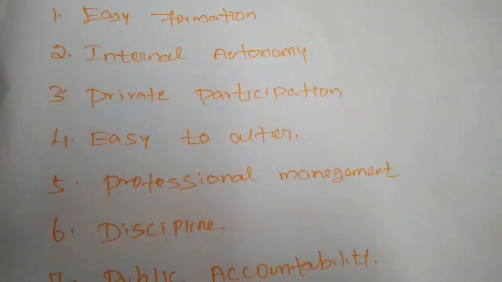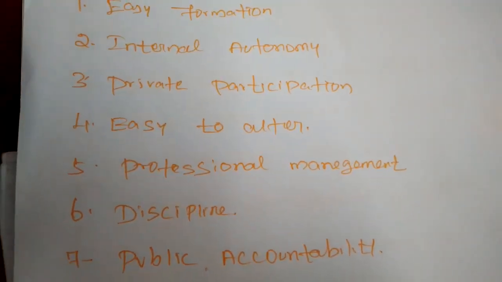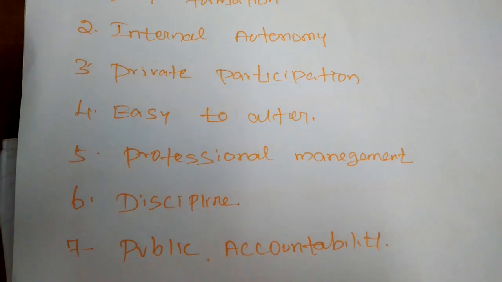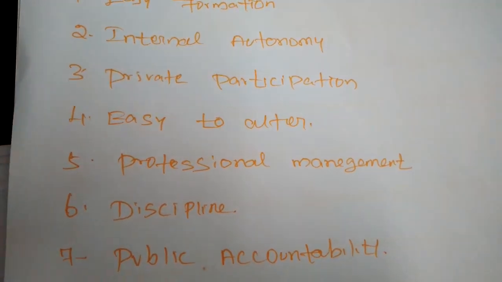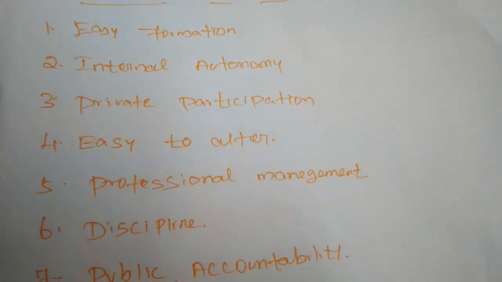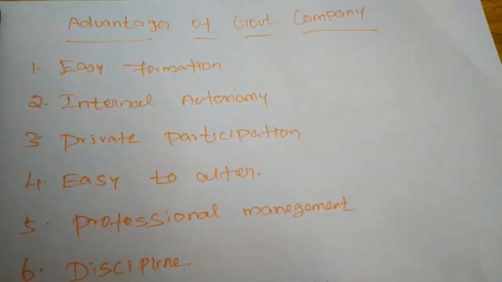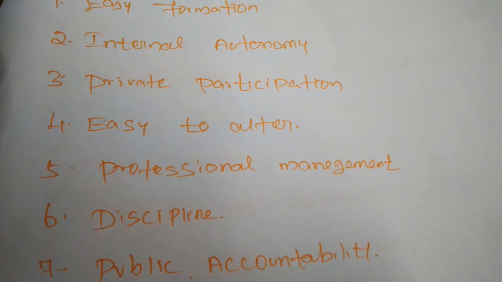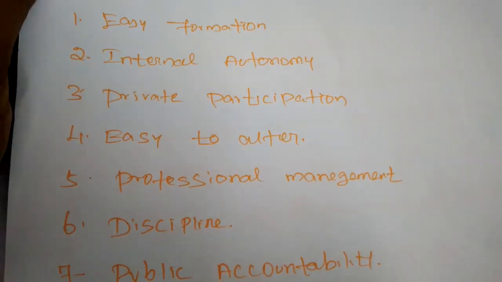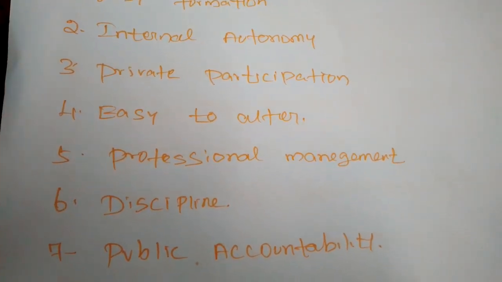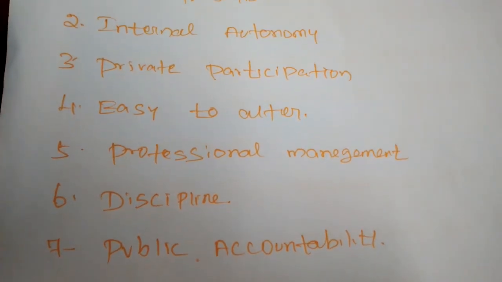Next, internal autonomy. A government company can manage its affairs independently. It is relatively free from ministerial control and political interference in its day-to-day functioning. So the government companies can manage their affairs independently always. Next, private participation. Through the government company device, the government can avail of the management skills, technical know-how and expertise of the private sector and foreign countries.